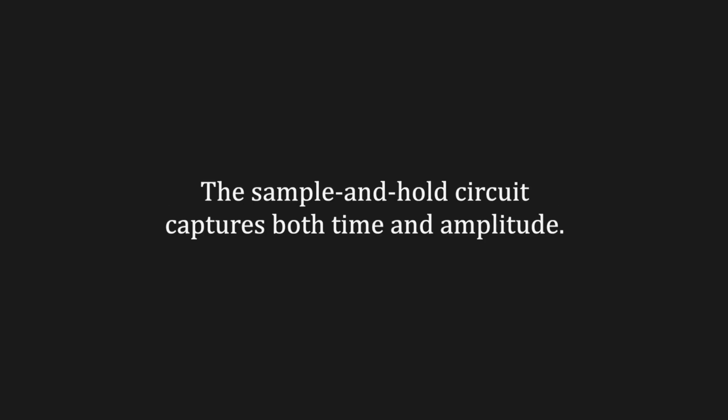An audio signal can be fully described by its time and amplitude, and the sample and hold circuit captures both. It samples the signal at evenly spaced intervals, using a clock or oscillator that sends timing pulses at the desired sampling rate. These pulses tell the circuit when to take each sample.